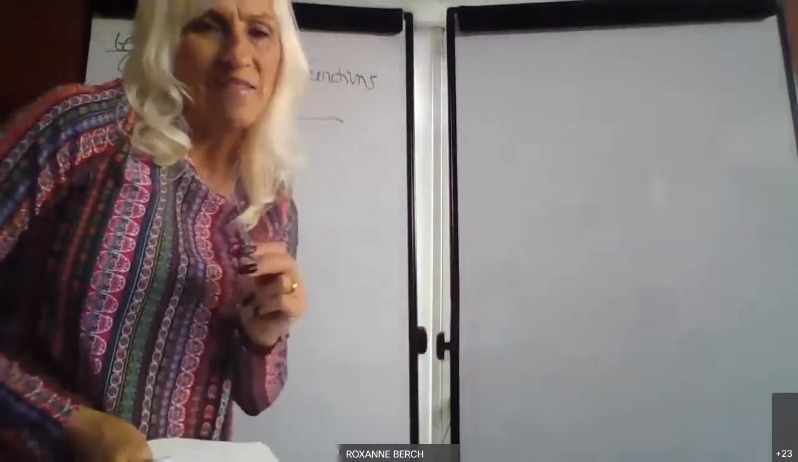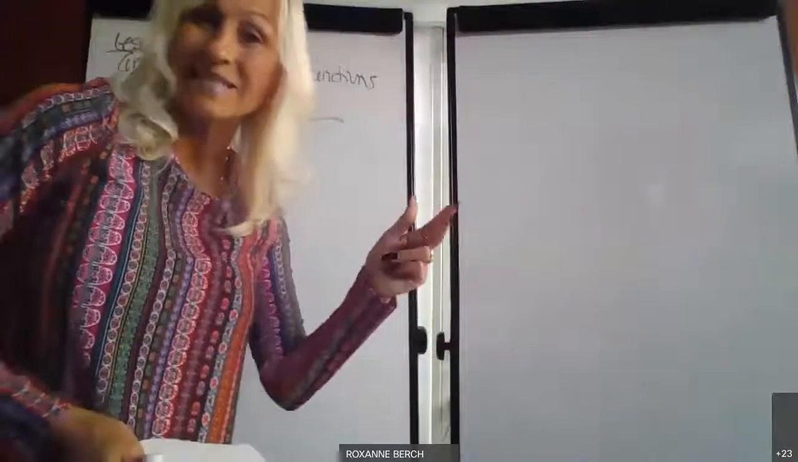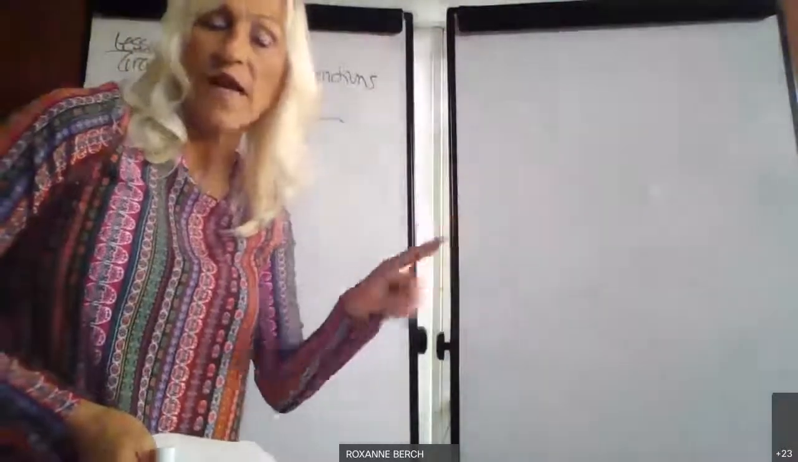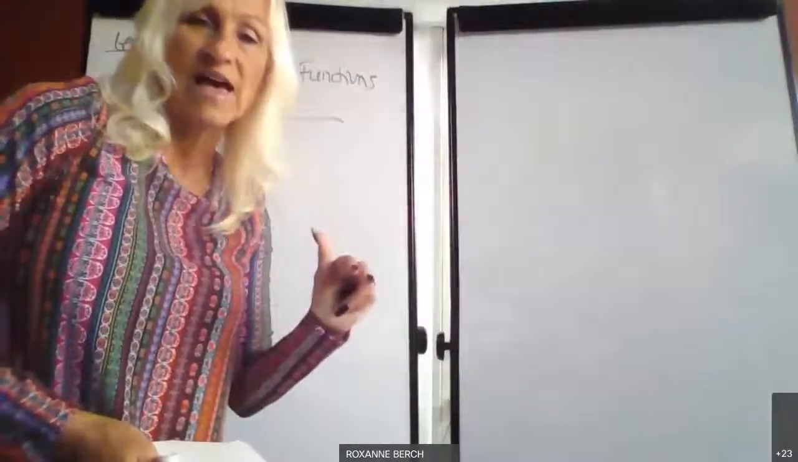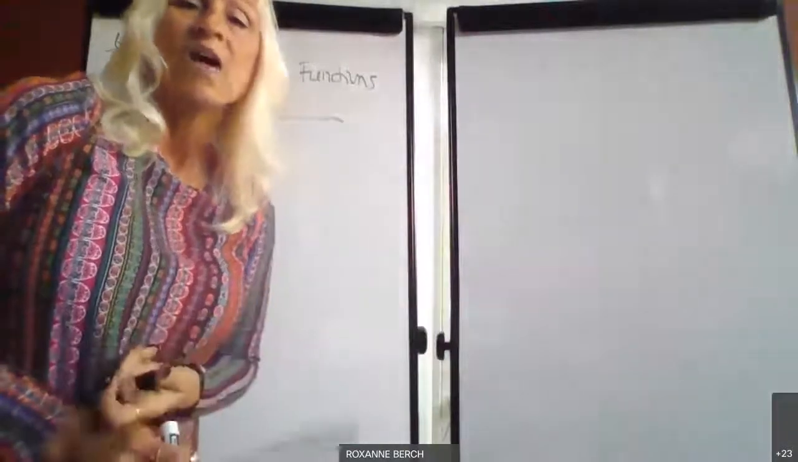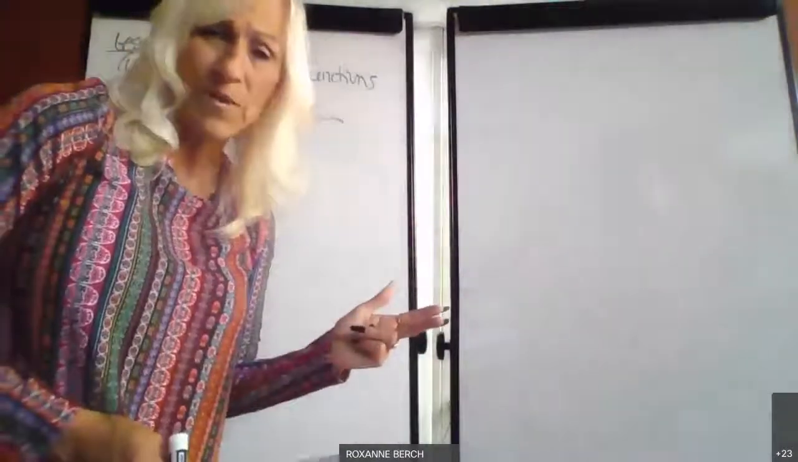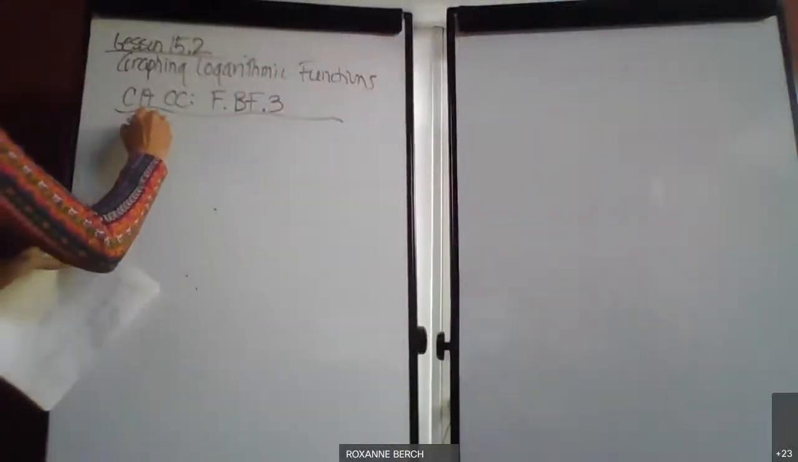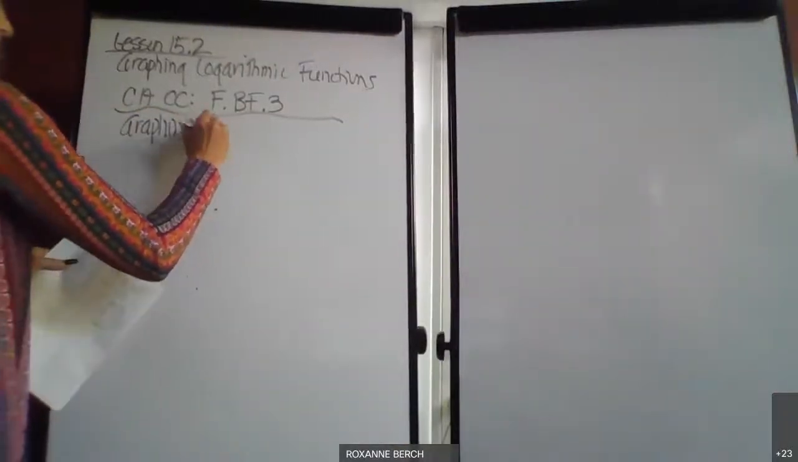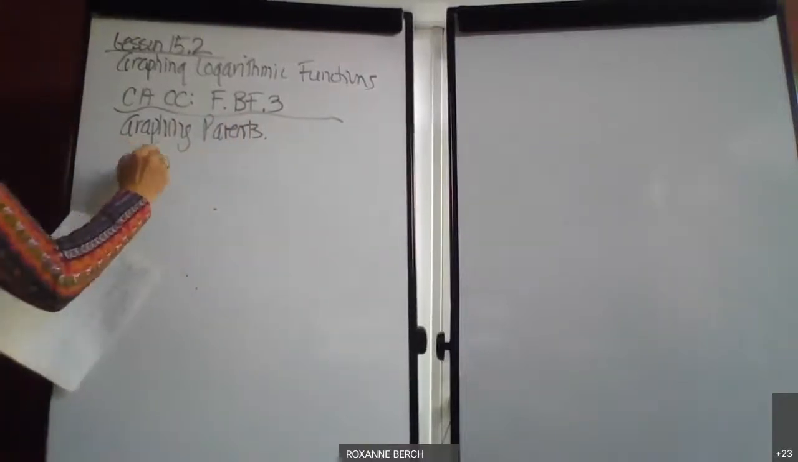So just like the exponential growth and decay parents all had different bases, like 2 to the x, 3 to the x, 4 to the x. The decay ones were 1/2 to the x, 3/4 to the x, 1/7 to the x. The logarithmic functions, it's the same thing's going to happen. All the bases of the parents are going to be different. So we're going to be graphing some parents. Here's the first parent.